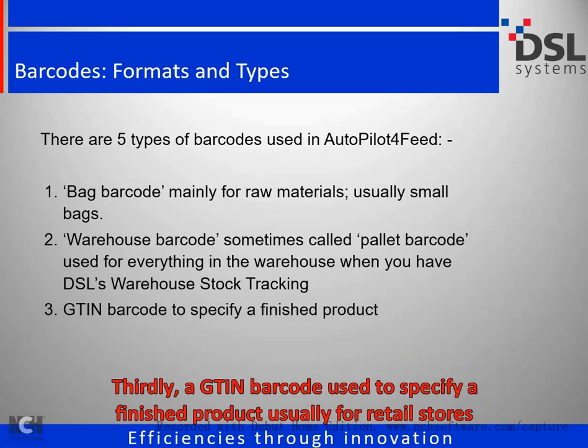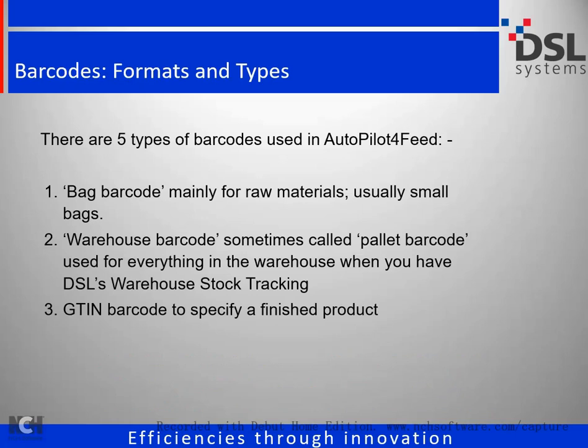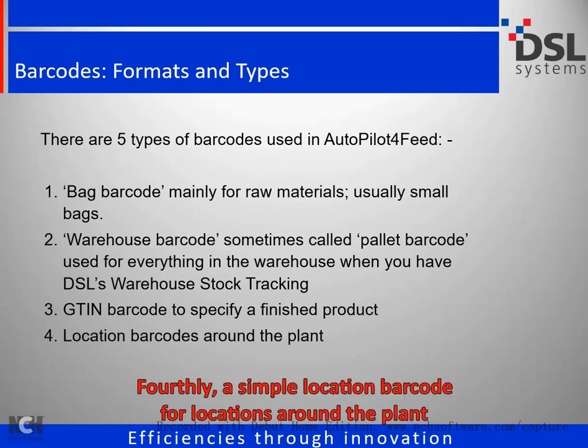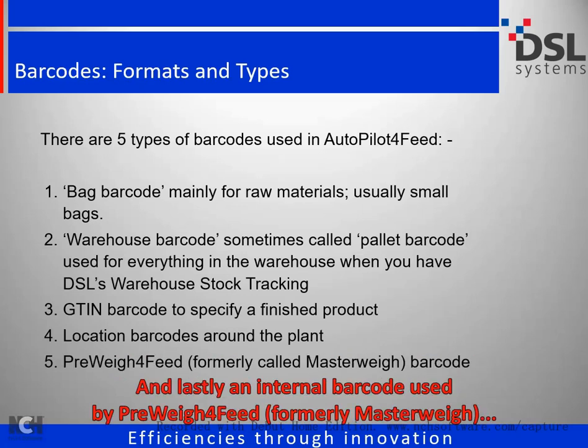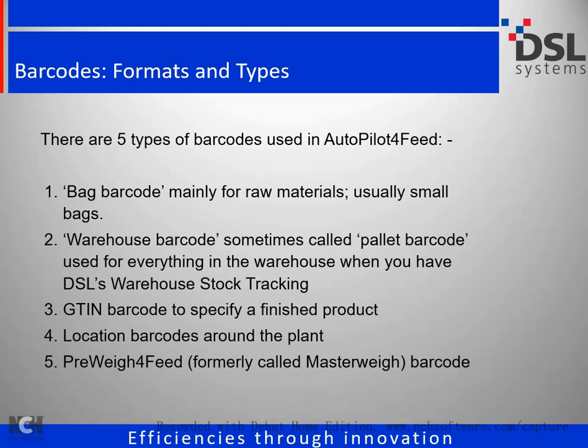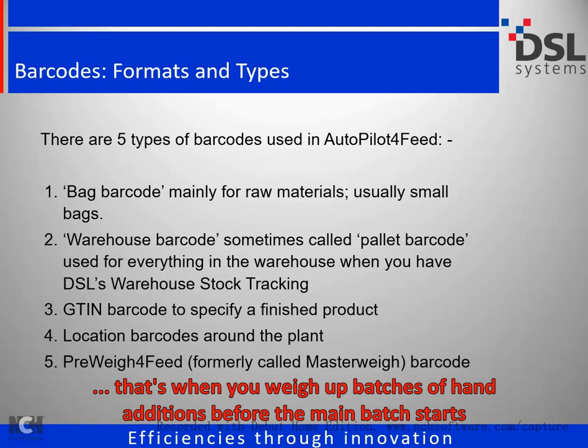Thirdly, a GTIN barcode that's used to specify a finished product, especially in the retail side of things. Fourthly, simple location barcodes around the plant. And lastly, an internal barcode used if you've got a pre-weigh for feed system. That's formerly called master weigh. That's when you weigh up batches of hand additives before the main batch starts.